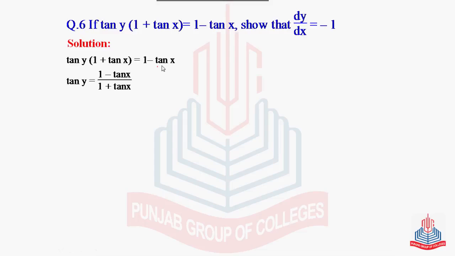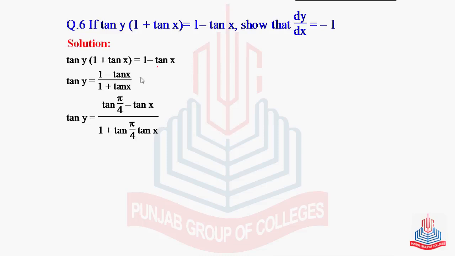We can write tan y = (1 − tan x)/(1 + tan x). As this 1 + tan x is multiplied to tan y, when we shift it to the right-hand side, it will be divided by 1 − tan x. Now, just using a trigonometric result, tan y will be as it is, and we can write tan π/4 in place of 1, as tan π/4 is equal to 1. So we write tan π/4 in place of 1, minus tan x as it is, and 1 as it is.